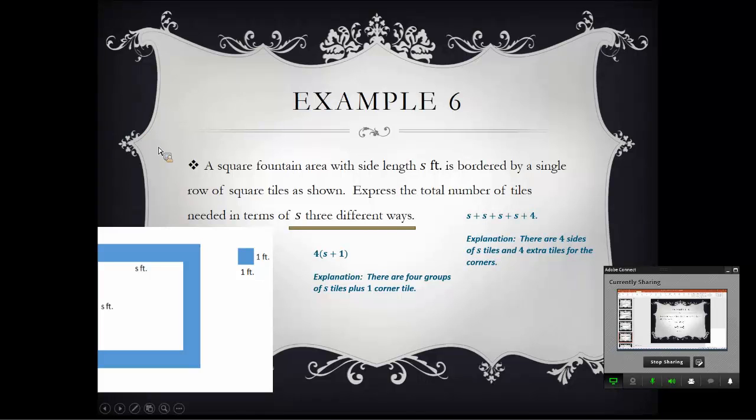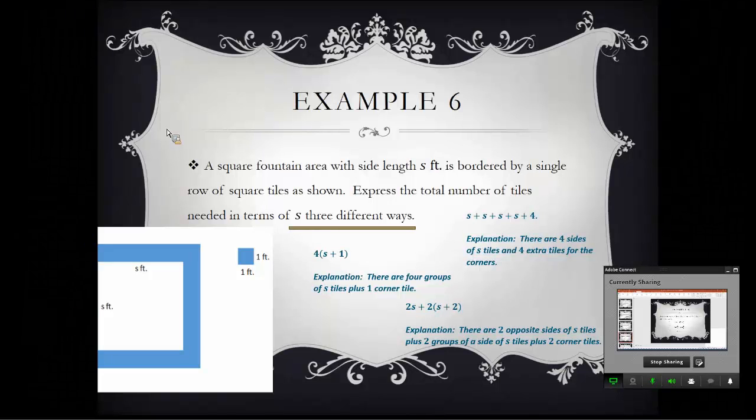So we could do 4 times s plus 1. And another way that we could look at this is 2s plus 2 times the quantity s plus 2. It would still get us the same result. So there are 2 opposite sides of s tiles plus 2 groups of a side of s tiles plus 2 corner tiles. So these are just 3 different ways that we could write the expression for this problem.